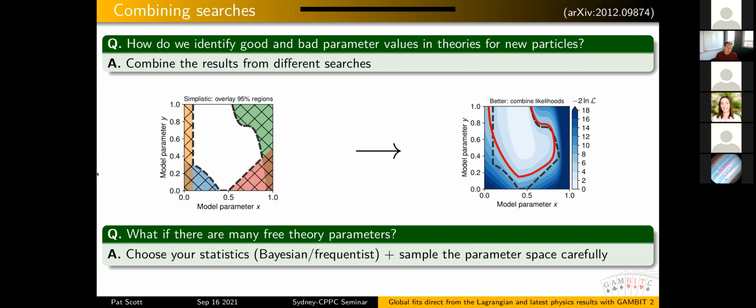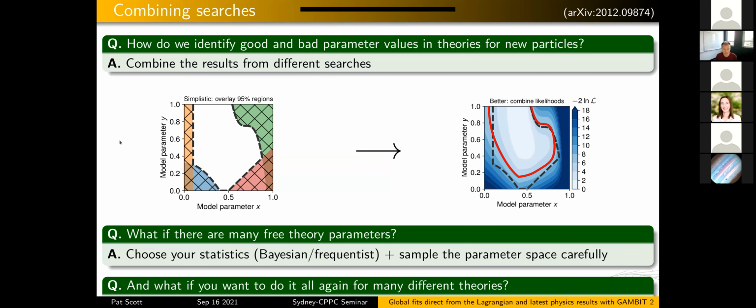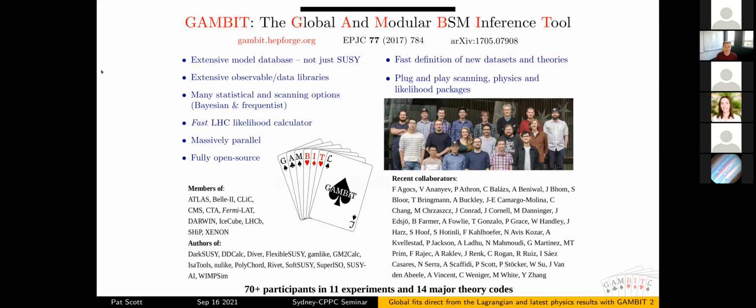Okay, so that's good. You can set up a framework to do this for any given theory without too much bother. But if you want to do it all over again for many different theories, then it's a fair bit of work, because you need to basically design the whole framework differently in many of these cases. So you need to include different results from different searches. You need to have different theory calculations, and then you need to hook all of those up to the statistical sampling machinery. So this is why we came up with Gambit.